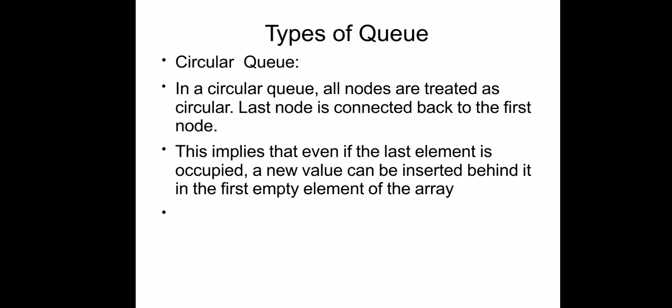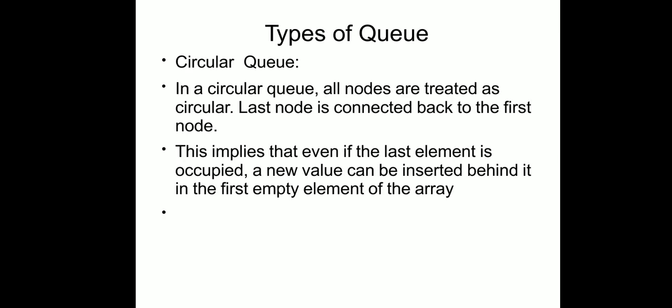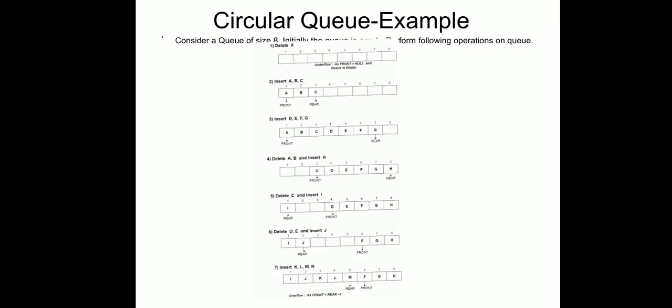The next type of queue is circular queue. So circular queue means the last node is connected to the first node. Now in the linear queue, the last node is not connected to the first one in a sequential manner. But in a circular queue, the last node is connected to the first node. Now what is the advantage of circular queue? Even if the last element is occupied, a new value can be inserted behind it in the first empty element of the array. Means empty locations of the queue can be fully utilized by using a circular queue.